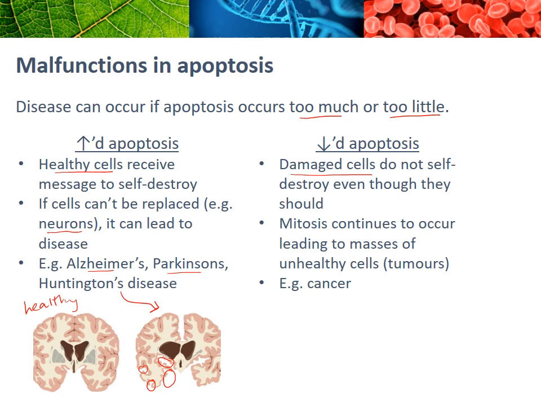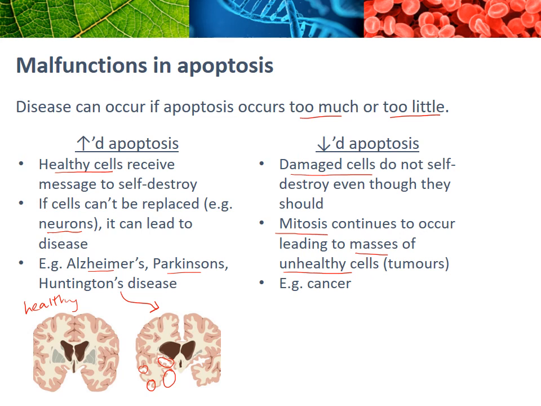And what do cells love doing? They love dividing. So if we have a damaged cell that's not destroyed, and then that cell reproduces, those cells should be destroyed but aren't, and they reproduce. Eventually, when that happens enough, that leads to a mass of unhealthy or damaged cells. And that is actually what a tumour is. So tumours in cancer are when cells that are damaged initially aren't destroyed for some reason.